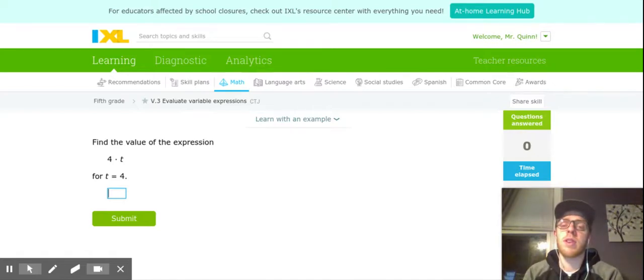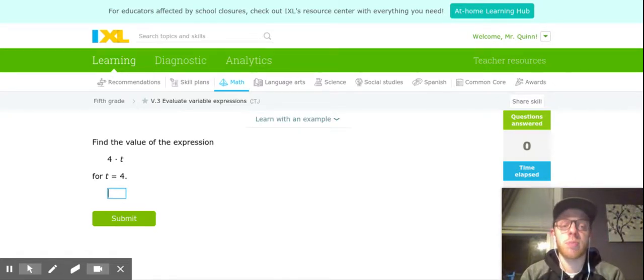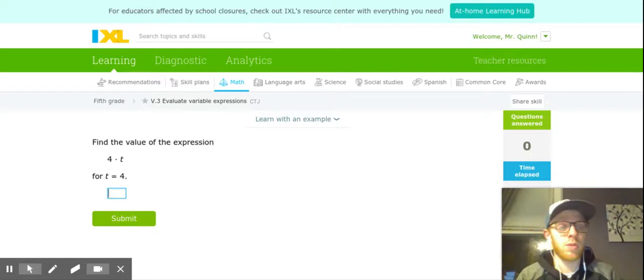Today we are going to be looking at the skill of evaluating variable expressions. So this is going to be combining two things that you already know about. Variables, which are those letters, those unknown quantities, and some really basic order of operations, which is the process that we use to solve problems.